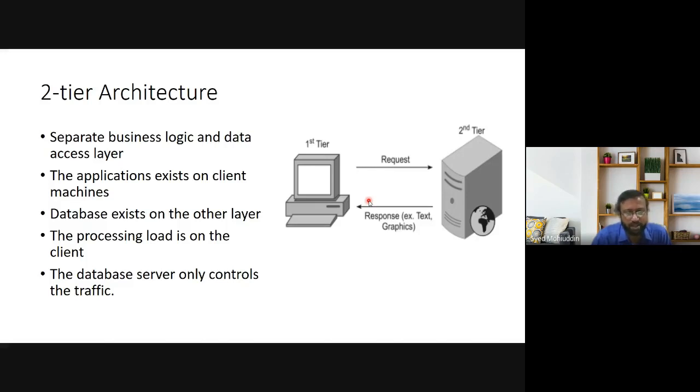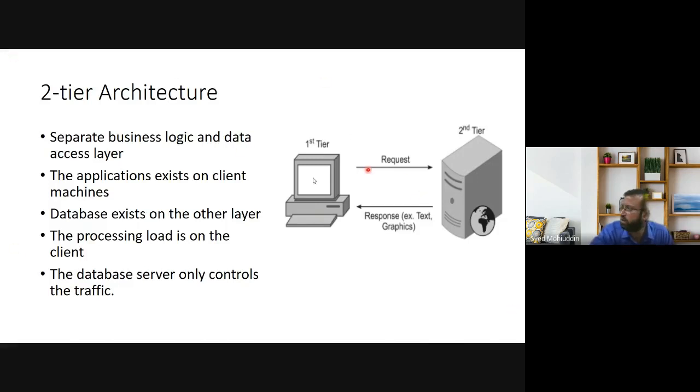This two-tier architecture is also referred to as client-server architecture, where the client communicates with the server. The user interface, that is the GUI, and the business logic are implemented on the client side, and the server only has the database or the data access. This is the two-tier architecture, which is a traditional architecture.